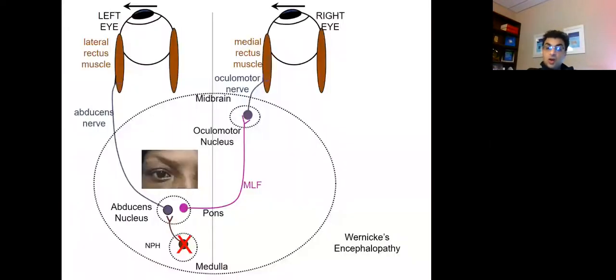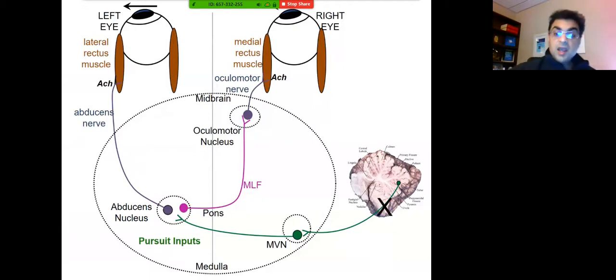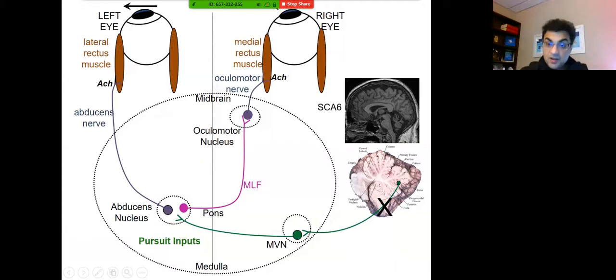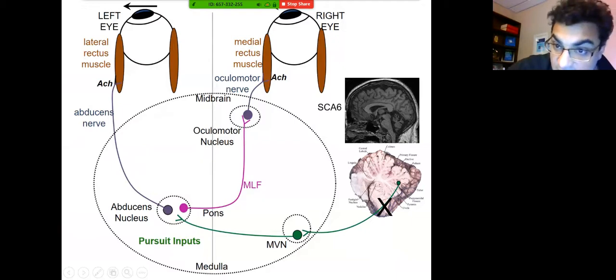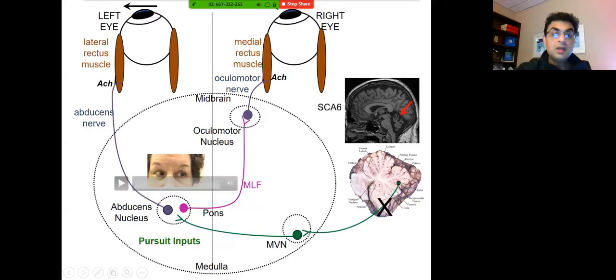And the pursuit inputs, pursuit goes to the medial vestibular nucleus, and it is under control of the oculomotor vermis. And from there, it goes to the abducens nucleus. If you have a lesion in this pathway, for example in patients who have SCA6, you can see that they have atrophy of the cerebellar vermis, and their pursuit is going to be abnormal. And you can see here.